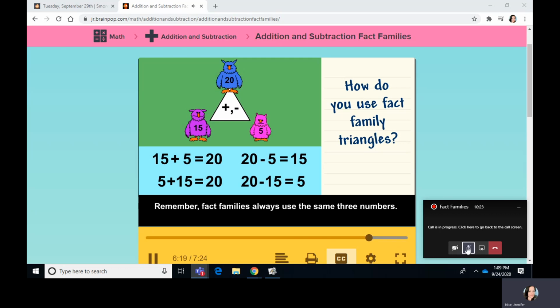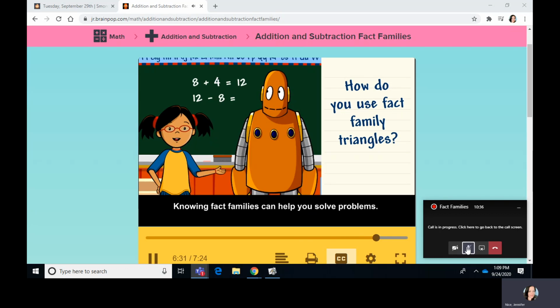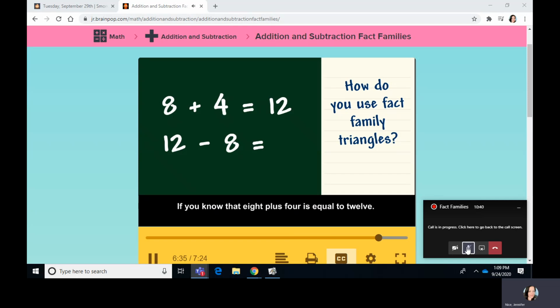Remember, fact families always use the same 3 numbers. So if you come up with math facts that don't use those numbers, they are not in the same family. Knowing fact families can help you solve problems. If you know that 8 plus 4 is equal to 12, then you know 12 minus 8 is equal to 4.